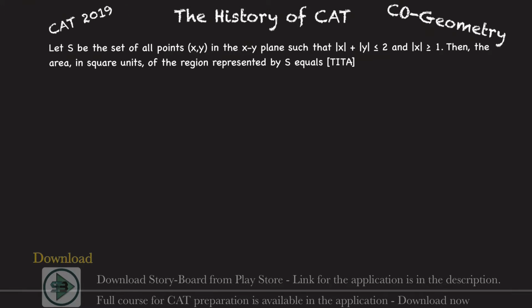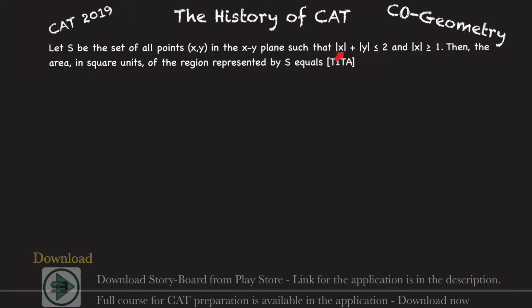Let S be the set of all points x, y in the plane xy. We are talking only about the 2D figure. Point xy means all the points in the xy plane which are represented by this region S. What is this region S? Such that modulus of x plus modulus of y is less than or equal to 2.